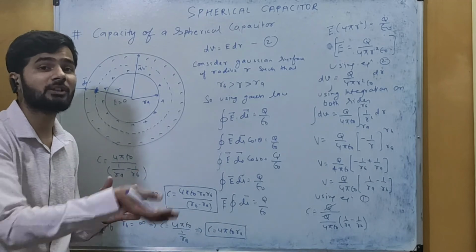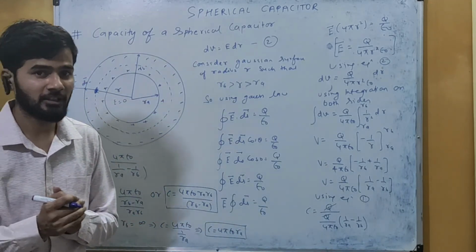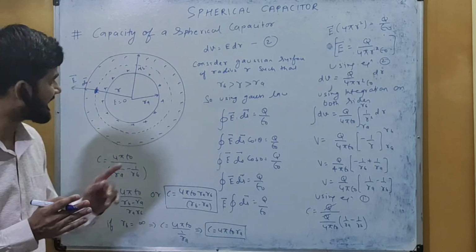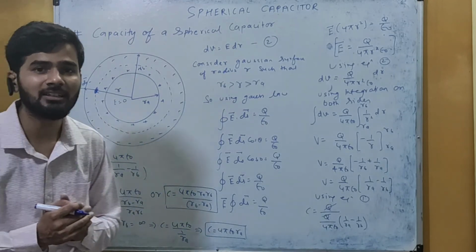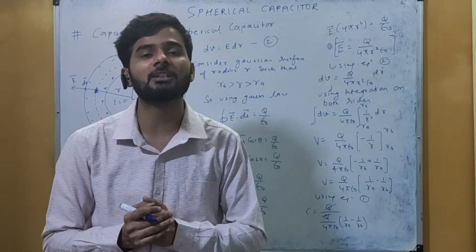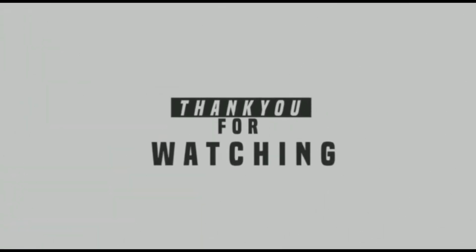This is what we have calculated in the previous derivation. So from here also you can find the capacitance of a single conductor by considering the radius of the other, that is the second sphere, to be at infinity. So in this way we can derive the capacitance for a spherical capacitor.